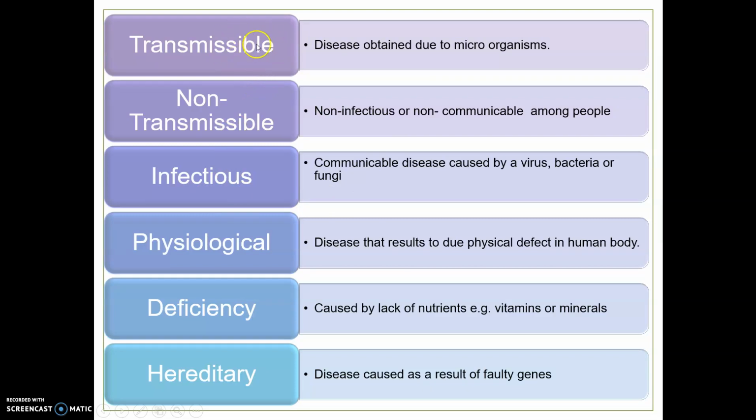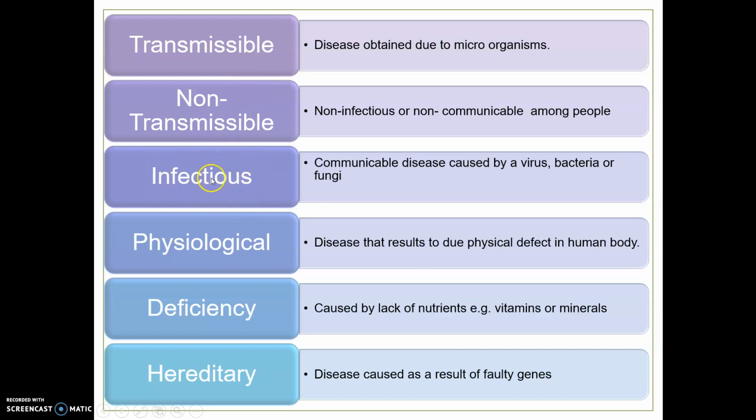So let's look at a transmissible versus non-transmissible disease. If a disease is transmissible, it can be infectious or it can be communicated from one organism to another, and it is caused usually by a microorganism, versus a non-transmissible disease, which is said to be non-infectious or non-communicable. We will look at different examples of both words so as to clarify the meaning. But for now, let's just look at our definitions.